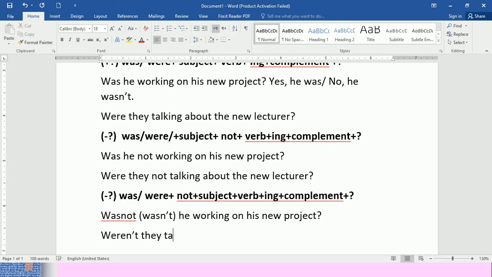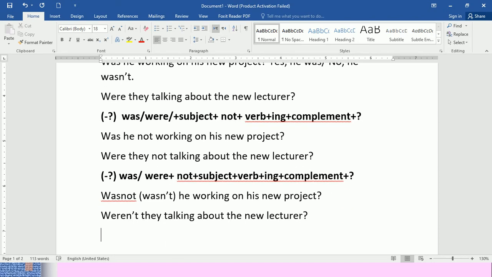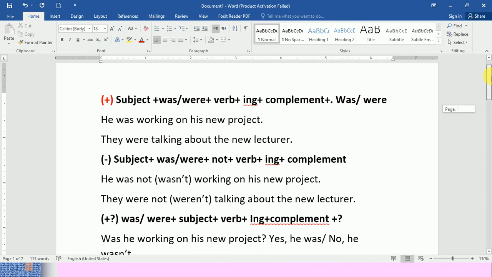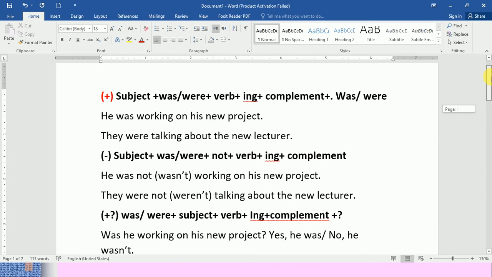Weren't they talking about the new lecturer? Now, dear students, these were the structures of past continuous tense. If you have any question regarding the structure, just pause the video and take a note for yourself. These are all the structures. This is how we make a sentence in past continuous tense.